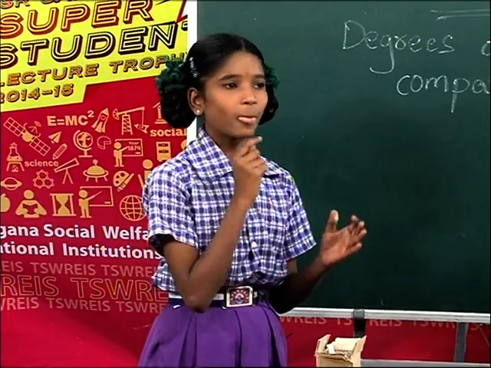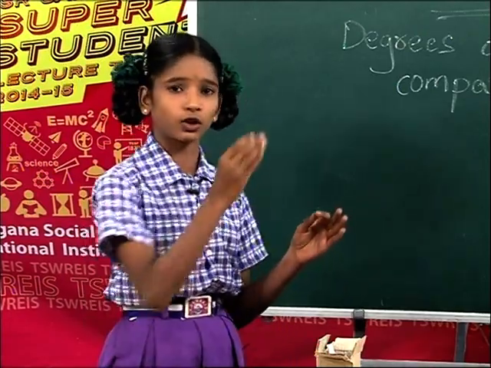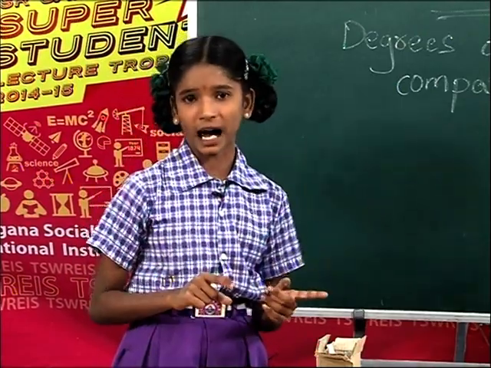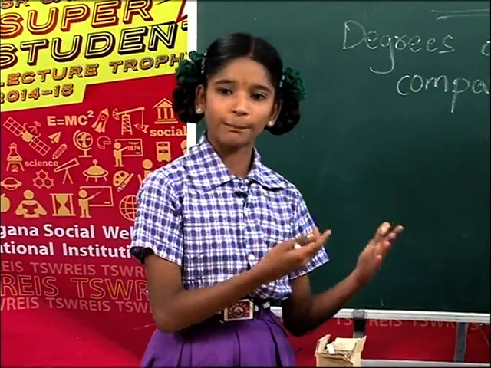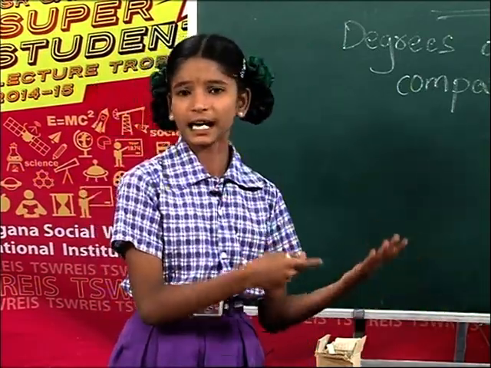Next, type 6. When the positive form ends in y preceded by a consonant, y becomes i while adding er and est. For example, happy. In comparative degree, we should drop y and add ier, and in superlative degree, we should drop y and add iest. For example, happy, happier, happiest. Another example is easy, easier, easiest.